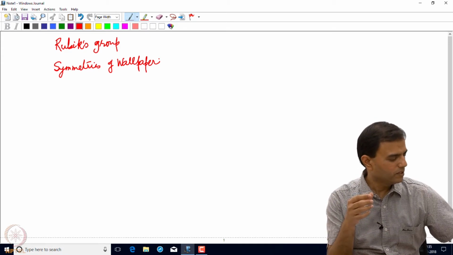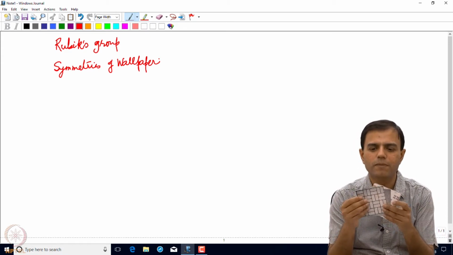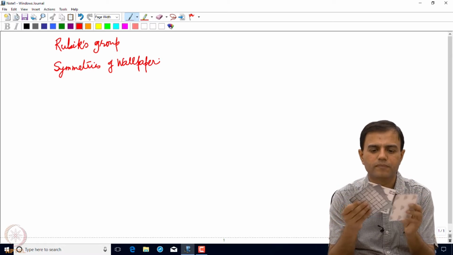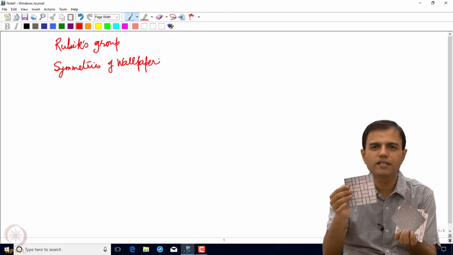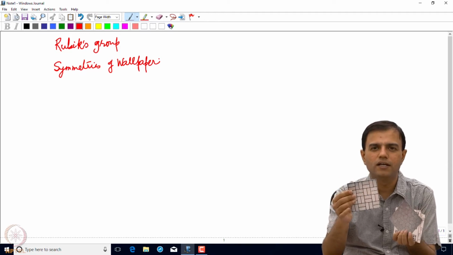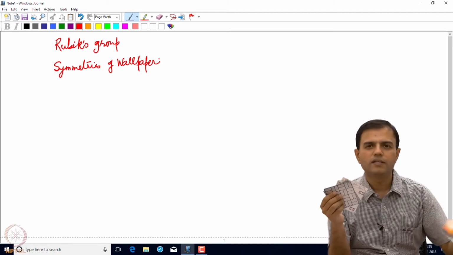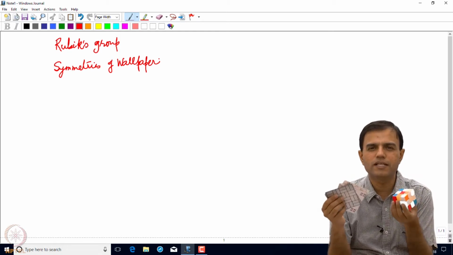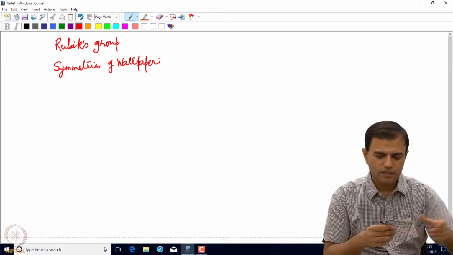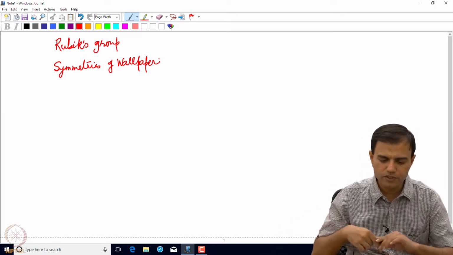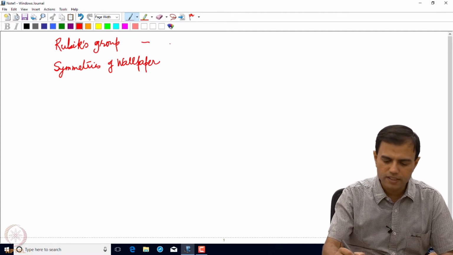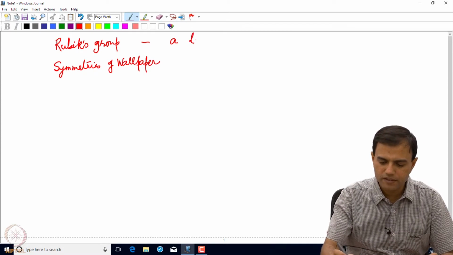Or the group of symmetries of wallpaper. Again, this picture is representing something. It is representing a group. This toy is again representing something, that is representing a group. So Rubik's group is a tangible object.